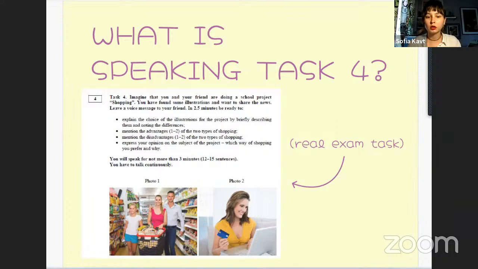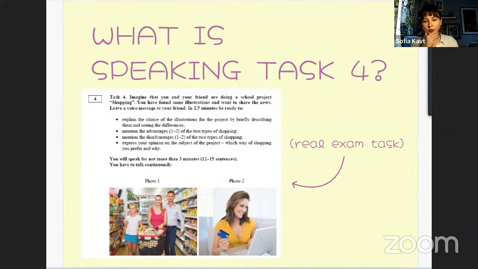describing them, as well as noting the differences between the 2 photographs, then the advantages and the disadvantages of the 2 types of something that the photographs illustrate. And finally, you need to express your opinion on the subject of the project. In other words, you'll need to say which option out of the 2 is more preferable in your opinion.